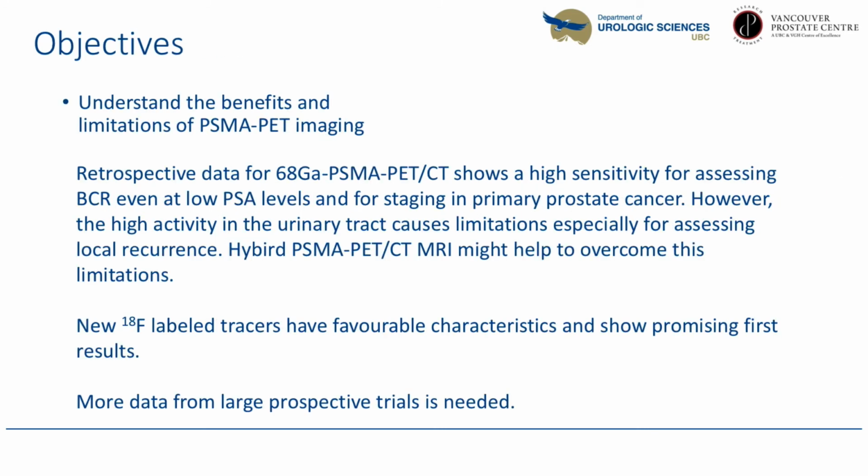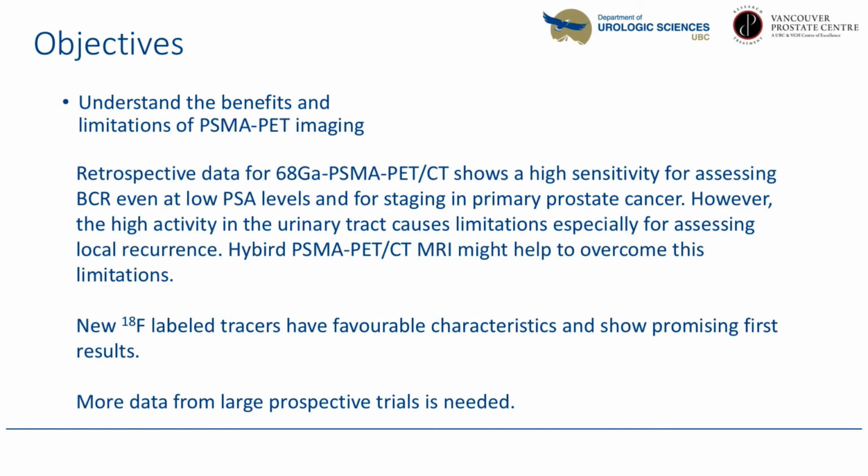To summarize, the mostly retrospective data for gallium shows a high sensitivity for assessing biochemical recurrence, even at low PSA levels, and also for staging primary prostate cancer. However, the high activity in the urinary tract causes limitations, especially for assessing local recurrence. PSMA PET CT MRI might help to overcome these limitations. The new fluorine labeled tracers have favorable characteristics and show promising first results. It's also expected for the new fluorine tracers that they have a little bit less urinary activity, so that may help with the limitations of gallium.